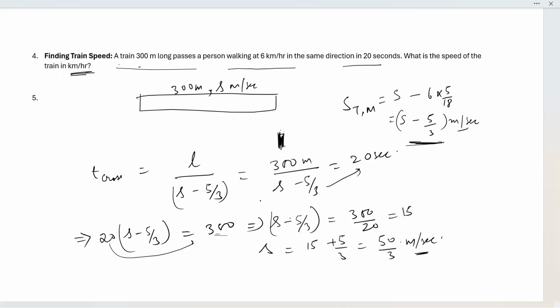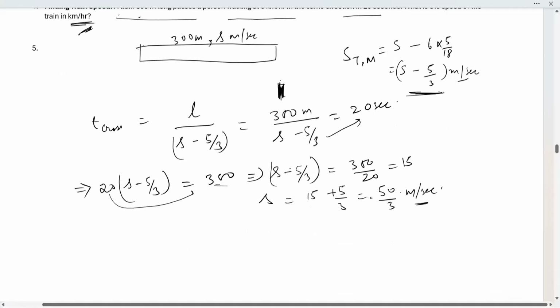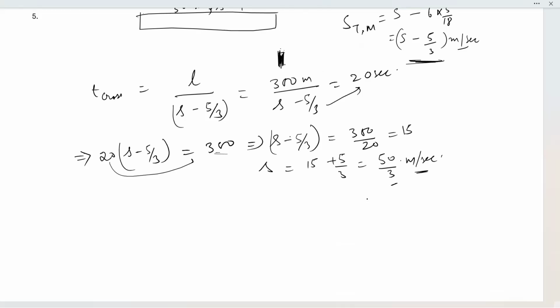Now this is the speed of the train in meter per second, but we want the answer in kilometer per hour. So how do we get that? We multiply this with 18 by 5, sorry, I made a mistake, equals to 50 by 3 into 18 by 5. This will be in kilometer per hour. So this comes out to be 60 kilometer per hour.